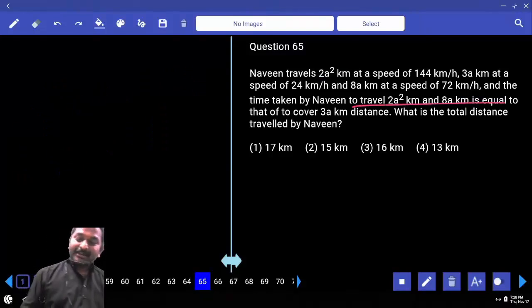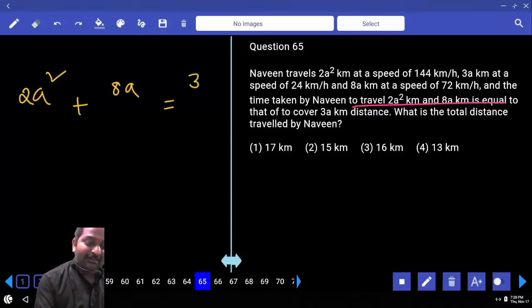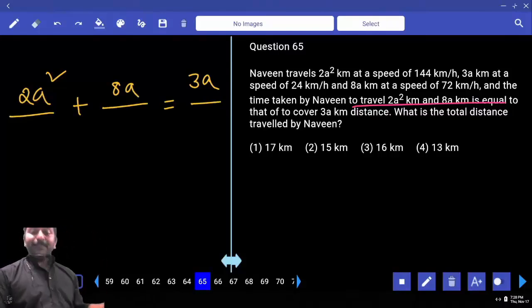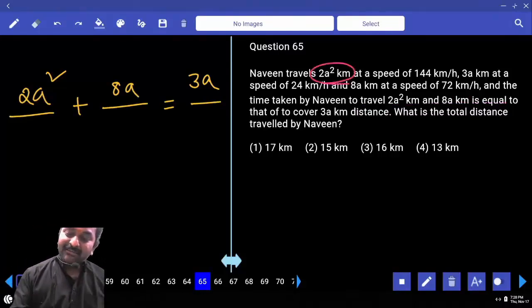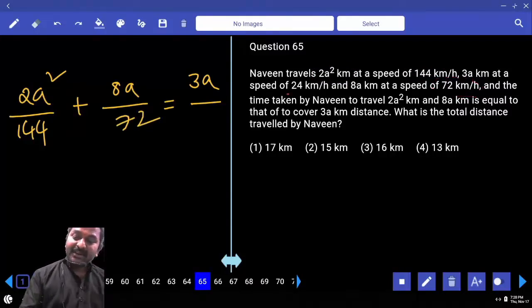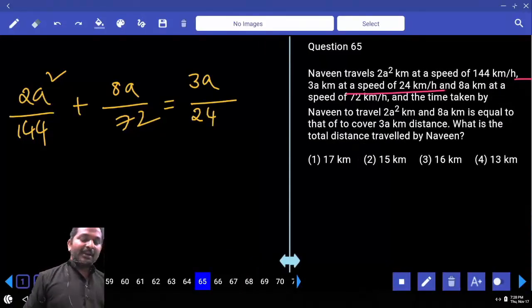We were given a condition which says the time is equal, right? The time to cover 2a square and the time to cover 8a is equal to the time to cover 3a. Correct? 2a square, 8a and 3a are all distances. Time means distance by speed. 2a square is traveled with 144. 8a is traveled with 72. Order is important. Next, 3a is traveled with 24.